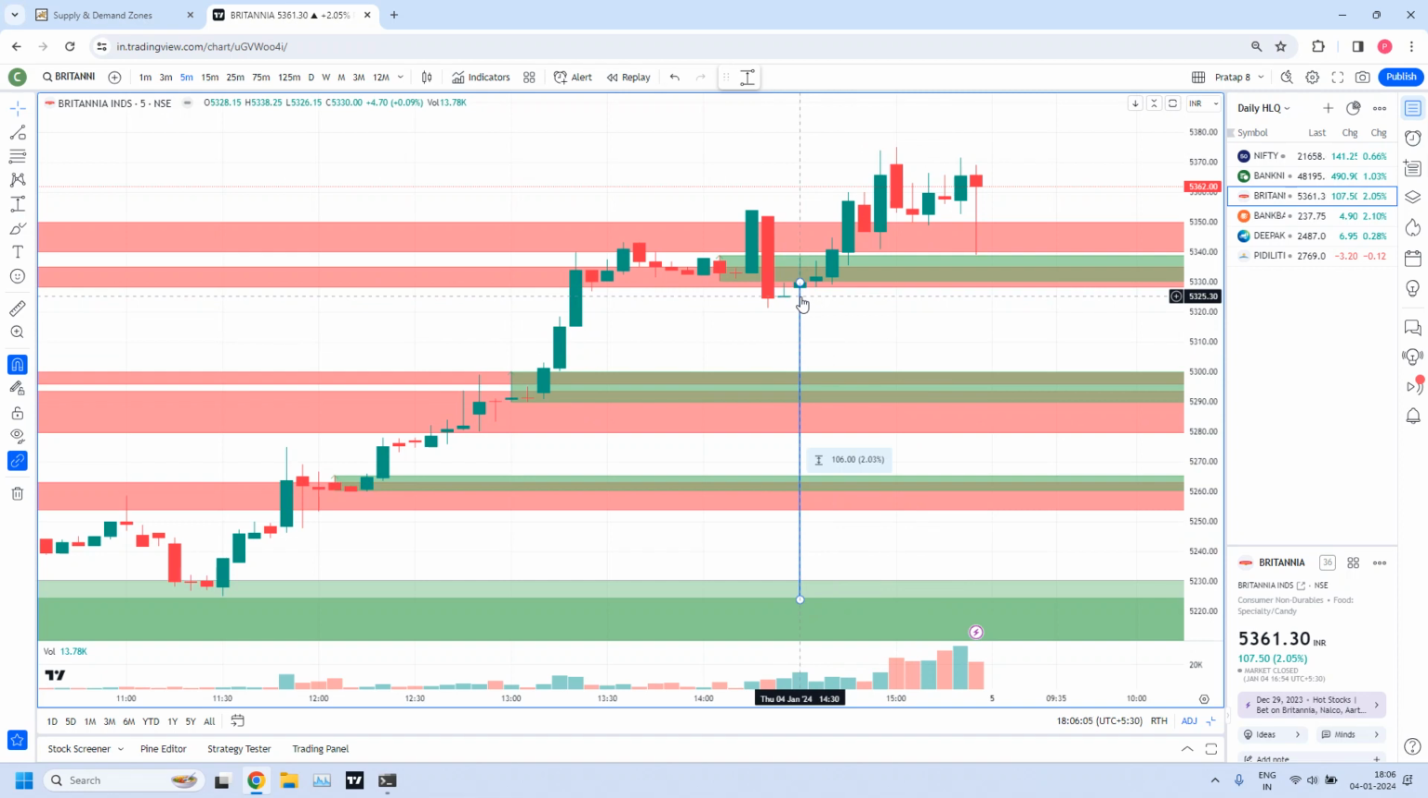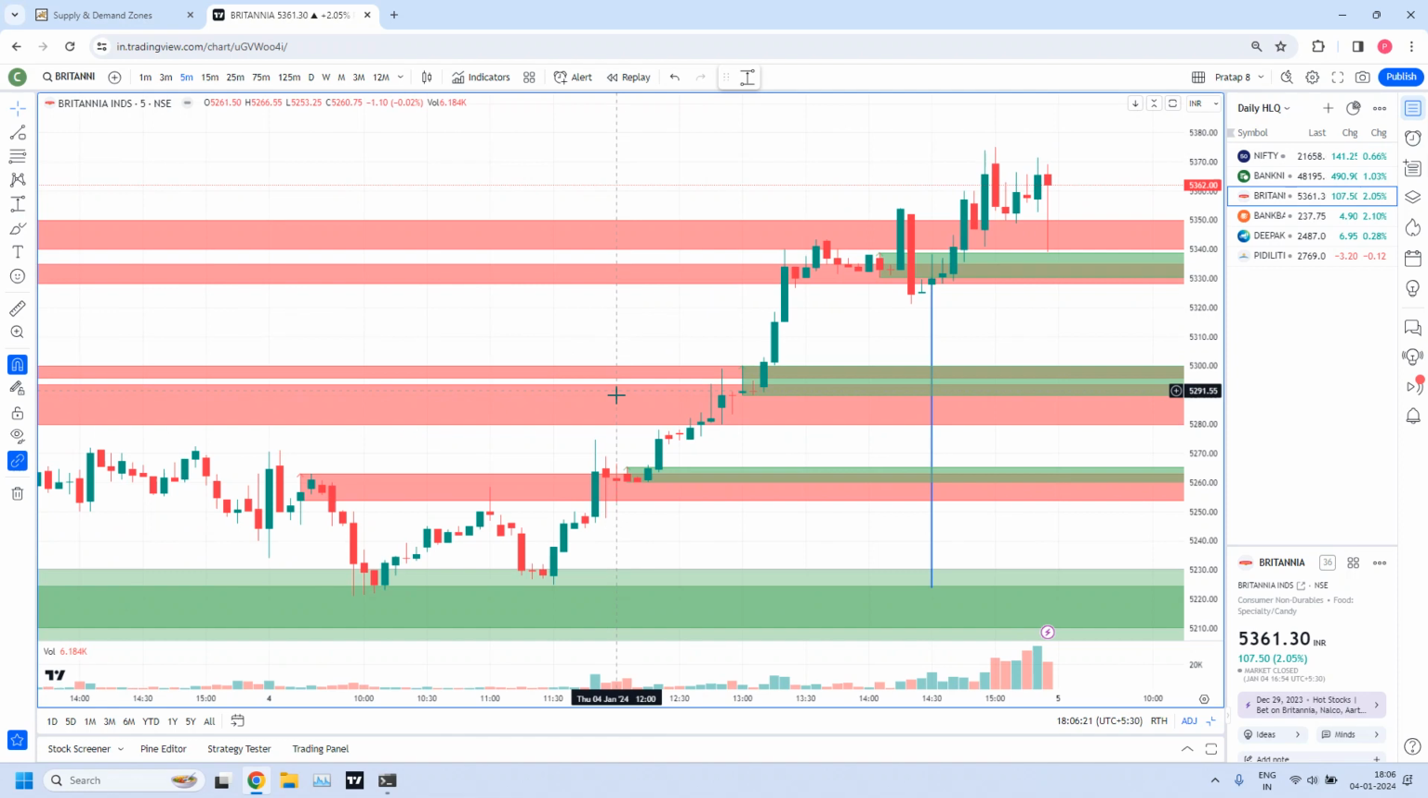So both the trades together you got close to 27,000 rupees profit. So this is an excellent trade on Britannia today.